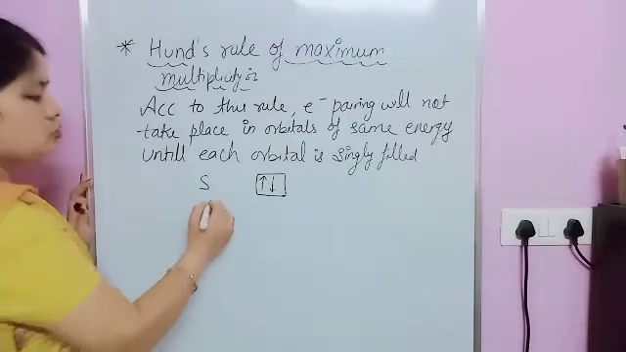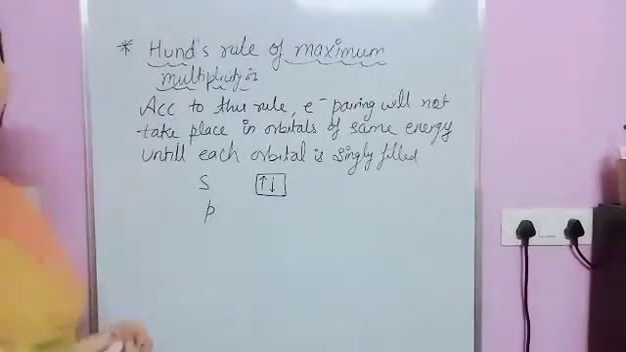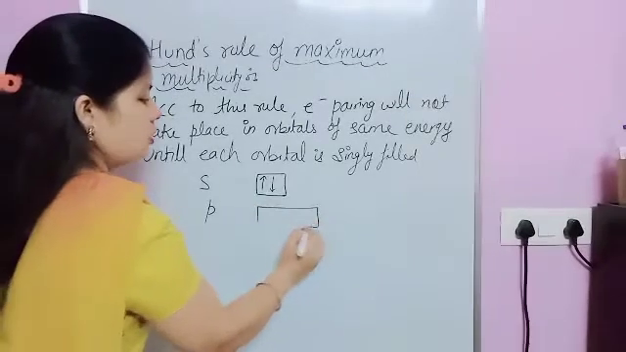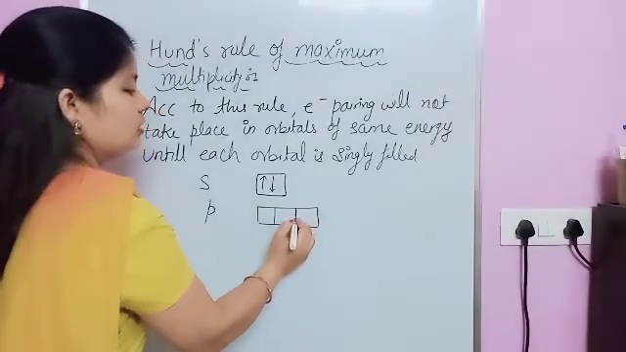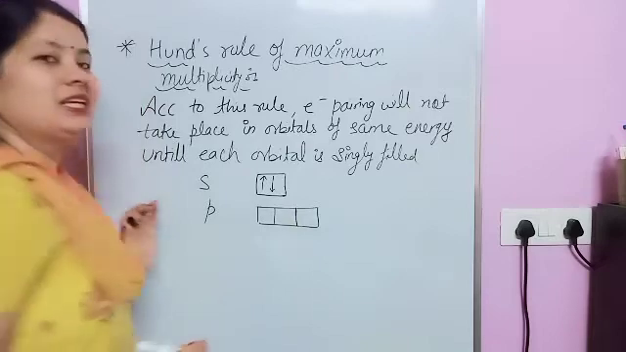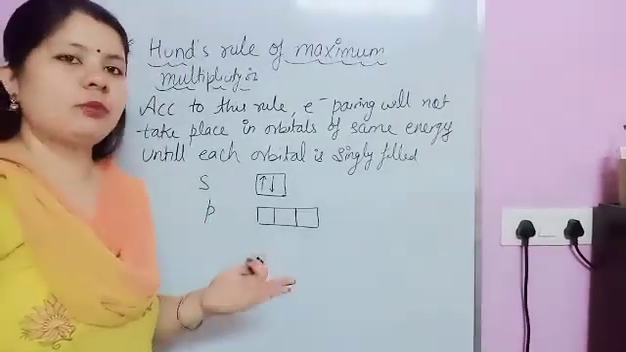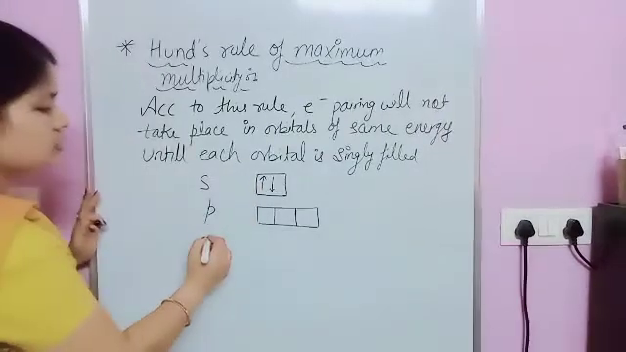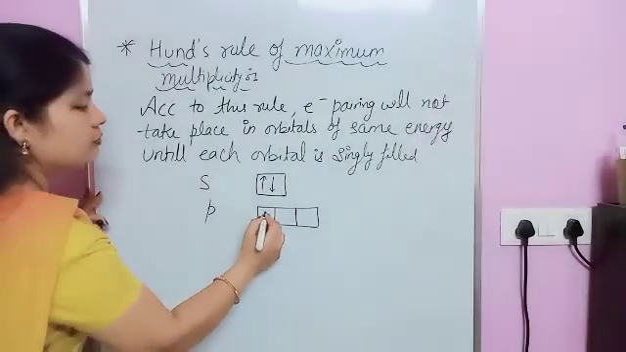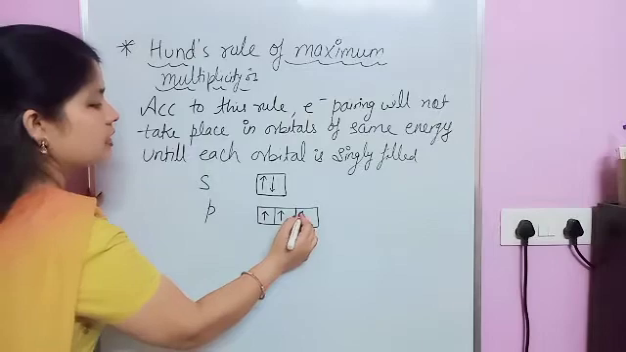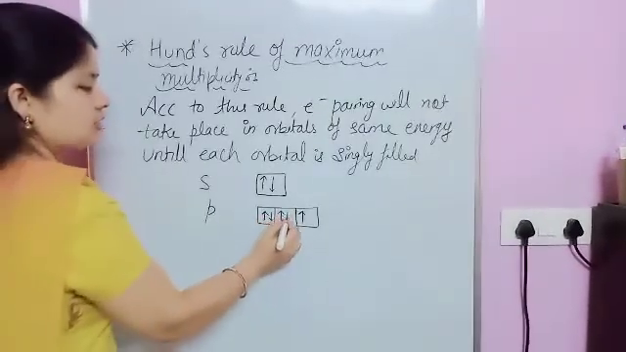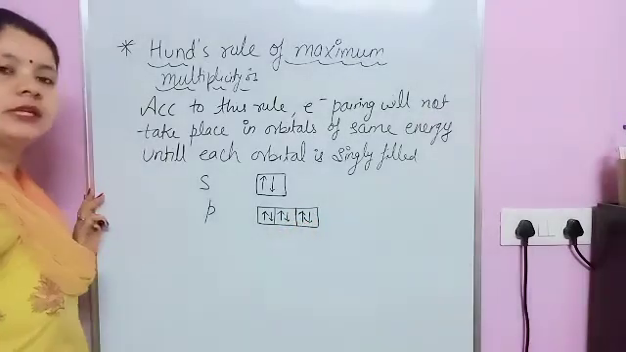Now in case of P, you know how many orbitals are present? That one is 3 orbitals, 1, 2 and 3. Now remember one thing, because the P subshell has 3 orbitals, it means all 3 have the same energies. Now just see, if 3 electrons are filled like this, this one is half filled, and when we fill like this, this one is completely filled.